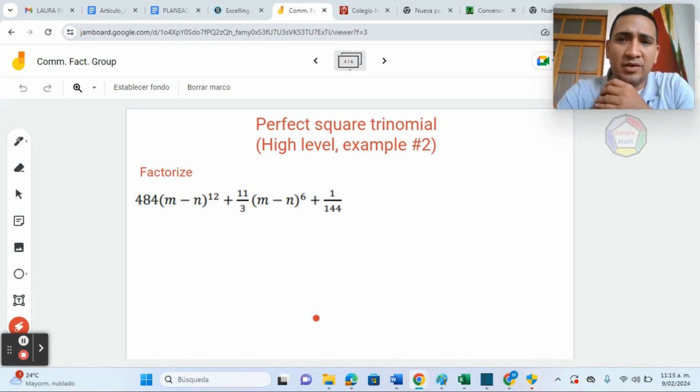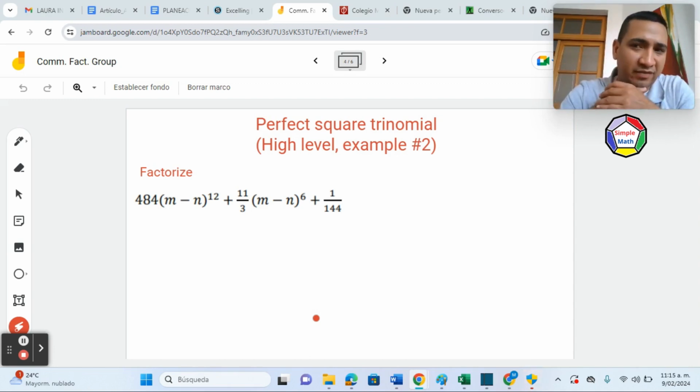This is going to be the second example about high-level perfect square trinomial. I invite you to watch the first video, which has a high level of proficiency. And then let's begin with this one. The instruction is factorize. We will apply perfect square trinomial or PST.